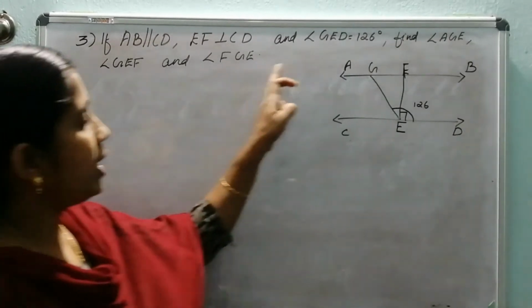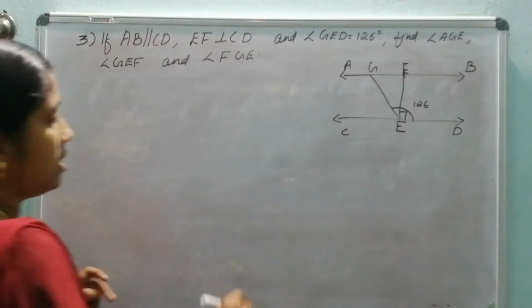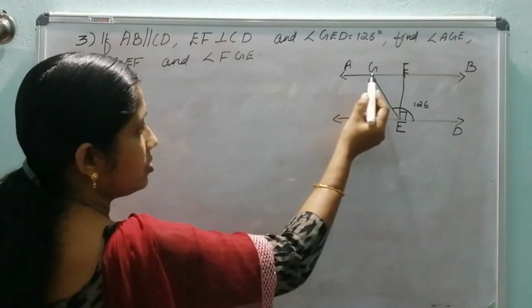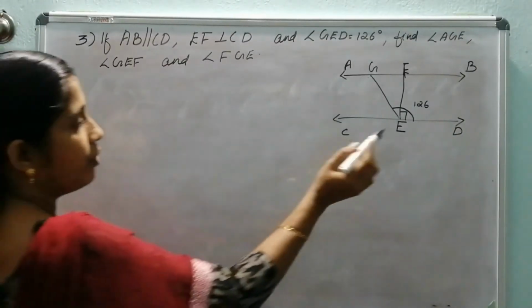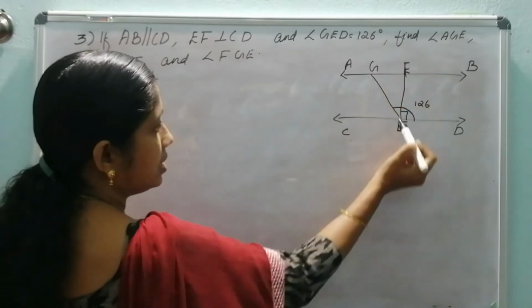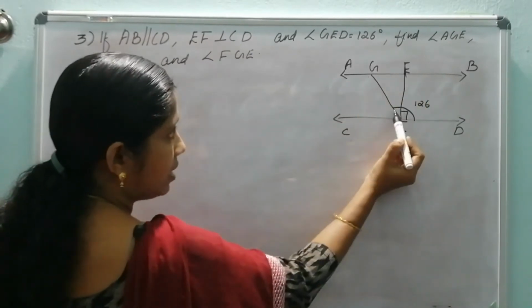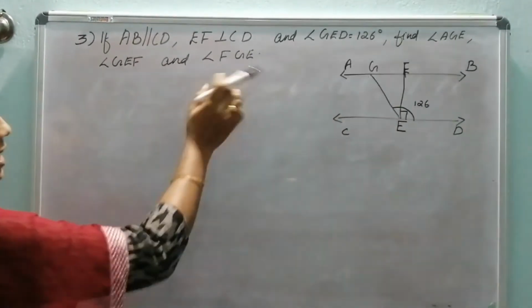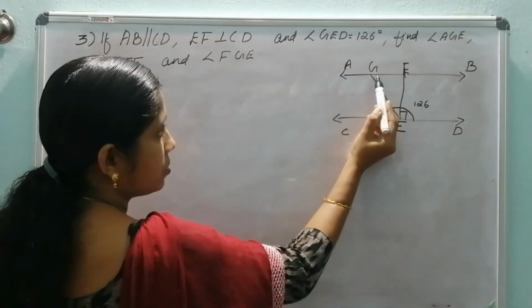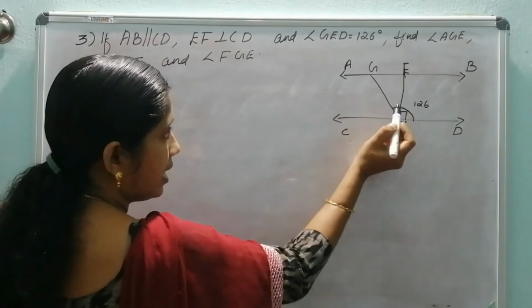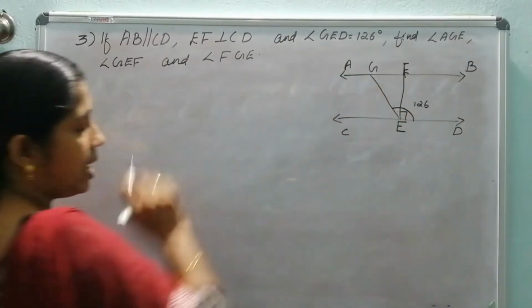Then what do you have to find? Find angle AGE. This angle you have to find. Then angle GEF, this angle we have to find. And angle FGE, this angle also. These three angles we have to find.